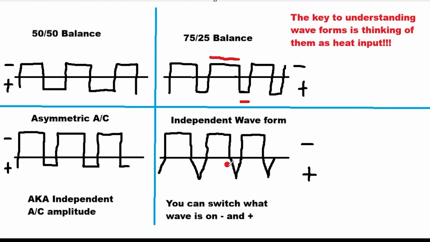So the benefit of what we're looking at here is just reduced heat input and more control over the cleaning action. I know this is probably pretty confusing, but the truth is that these independent waveform and asymmetric AC is just a way higher end TIG welders give you more control over dialing back the cleaning action. And the question is, well, why would you want to do that?